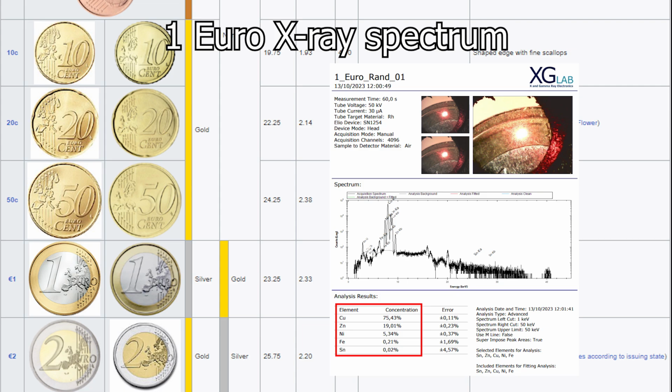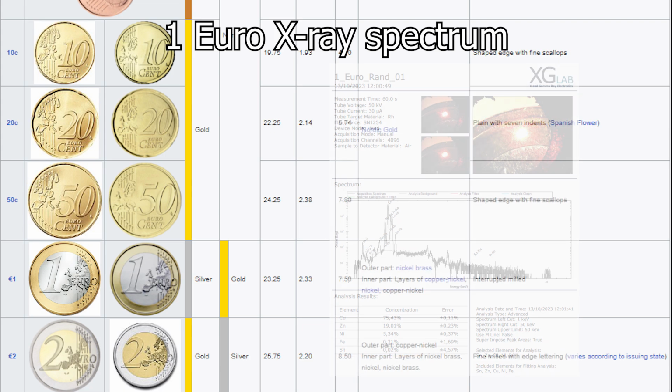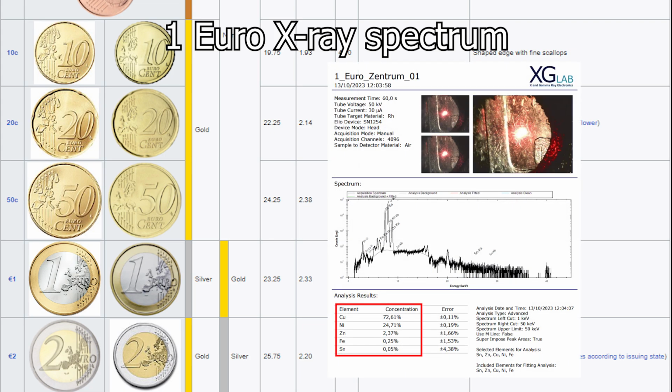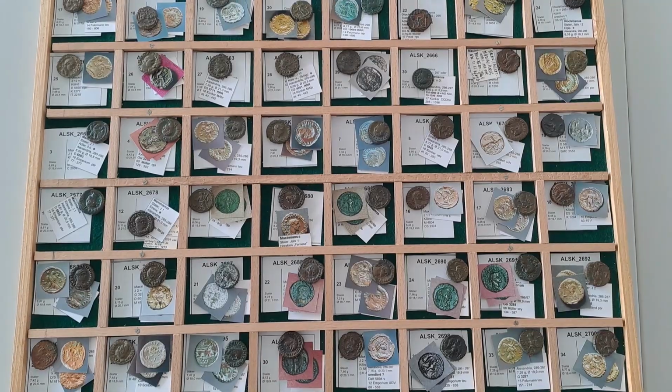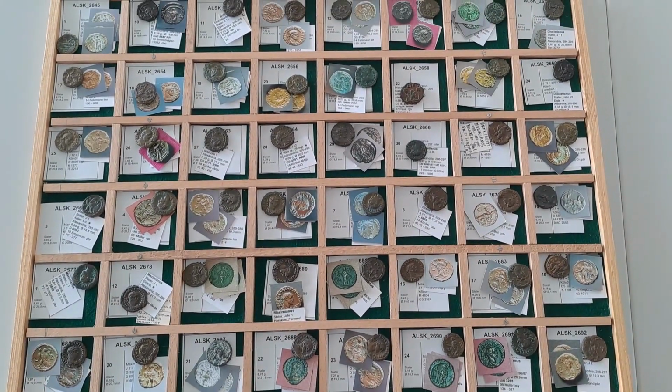And I find it very fascinating how accurate these values are compared to literature. Yes, it's Wikipedia, but still, it's a nice overview. The core also matches up with 73% copper, 25% nickel. And now onto the ancient coins. This is where the XRF really shines as an application.